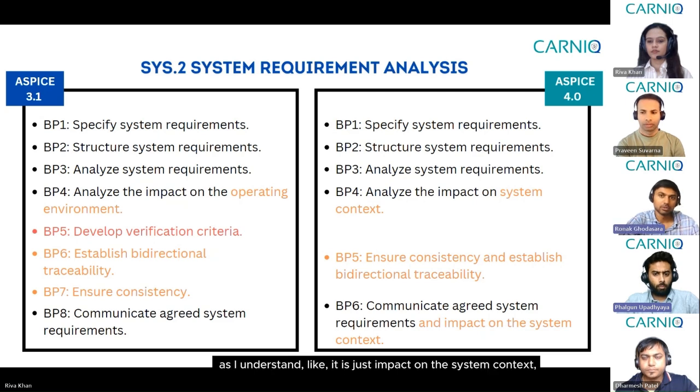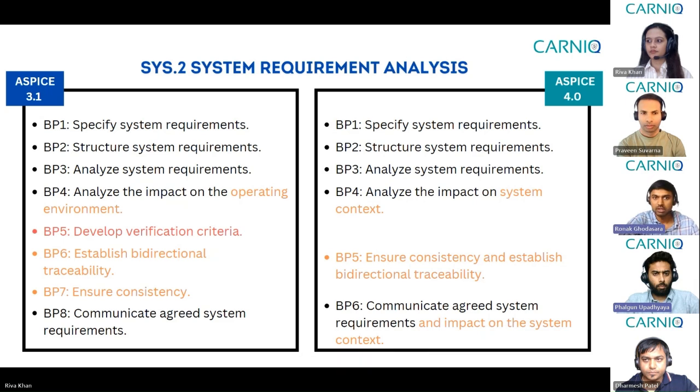While in 4.0, as I understand, it is just the impact on the system context. So maybe it is just looking at the elements of this system and the impact on all the elements only within this system. So maybe that's my opinion. Okay.